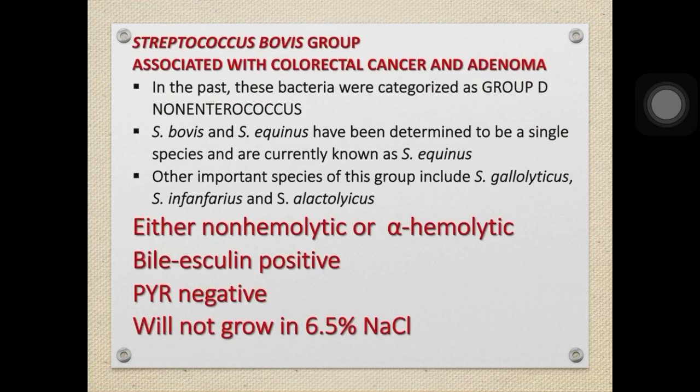Streptococcus bovis, associated with colorectal cancer and adenoma. Organisms under this group, aside from S. bovis, are S. equinus, S. gallolyticus.